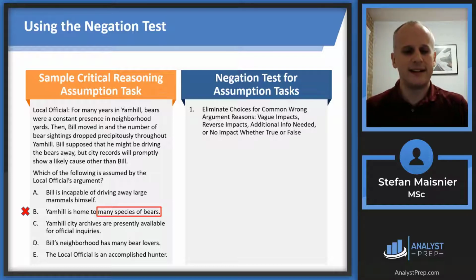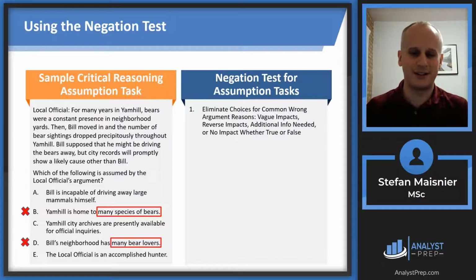Then we've got Yamhill City Archives are presently available for official inquiries. So here, it may seem quote-unquote out of scope, but we see we've got a local official who's giving the argument ultimately, and we talked about city records, so we'll hold on to C as well. Now, choice D, Bill's neighborhood has many bear lovers. Well, whether people love or don't love bears, that has nothing to do with what made the bears go away. So, at least not explicitly.